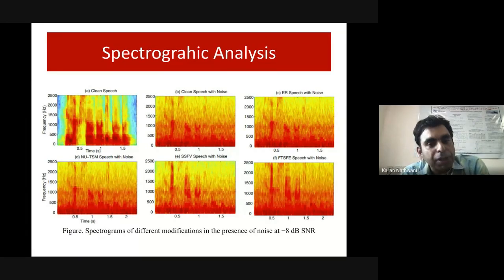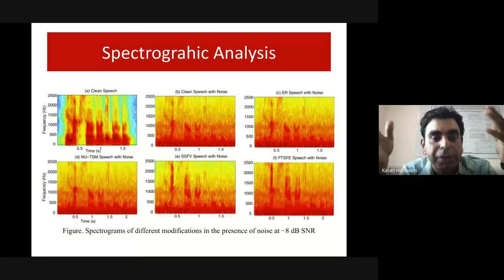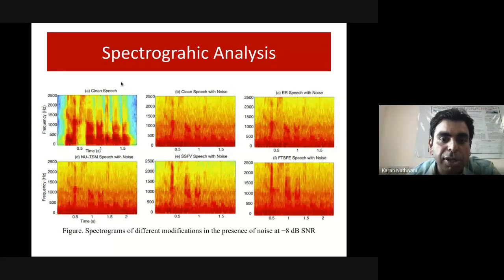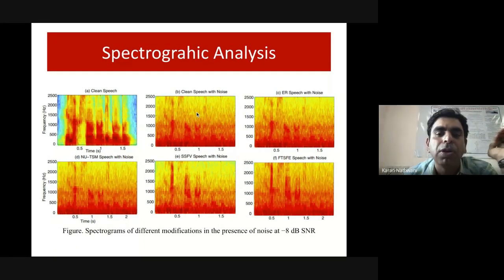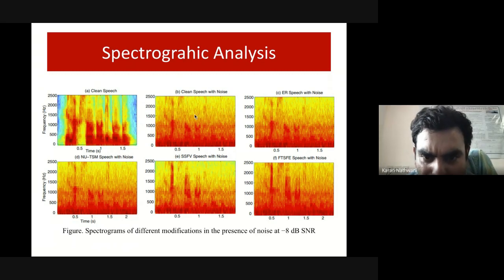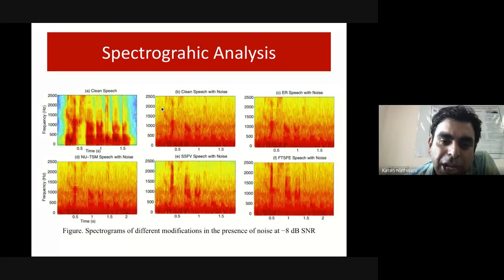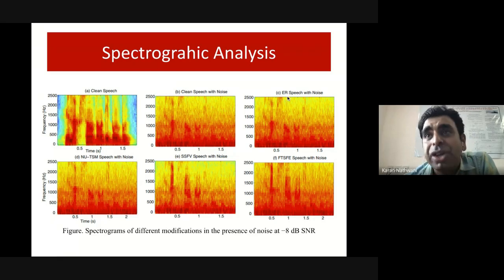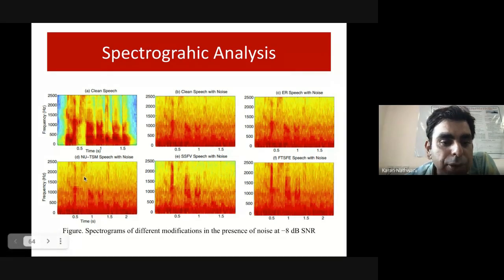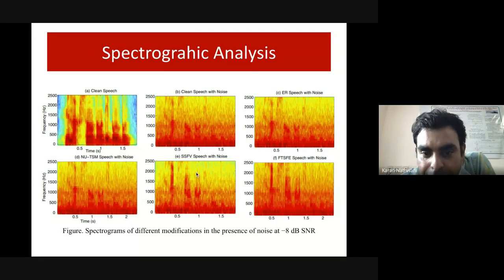We have also computed the spectrograms. A spectrogram is the time-frequency analysis of the signal. So we have the original sound, that is no modification. Then we have original plus noise. You can see nothing was observed here. These are the formants actually. You can see that it's been overshadowed by noise. Then ER, that is your energy redistribution, has also not been able to improve. Then NUTSM, that is your time scale, is also not even. But you can see the highlighting of the smooth formant shifting and this combination.